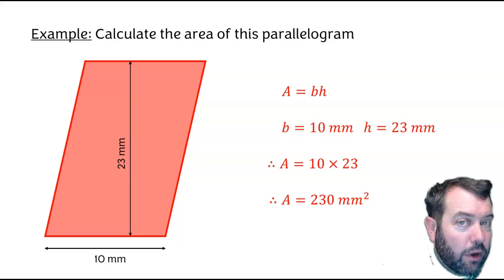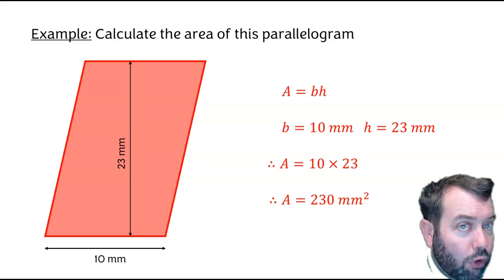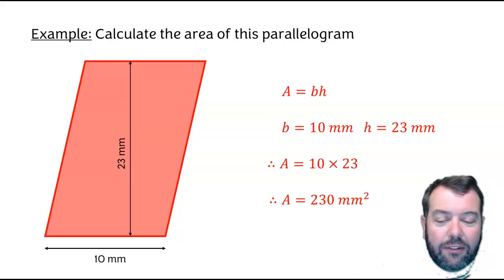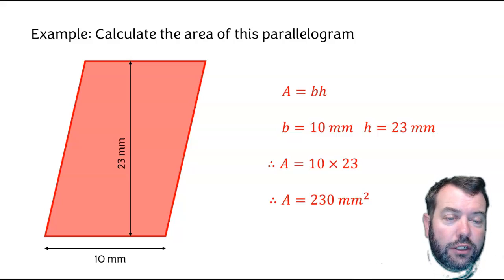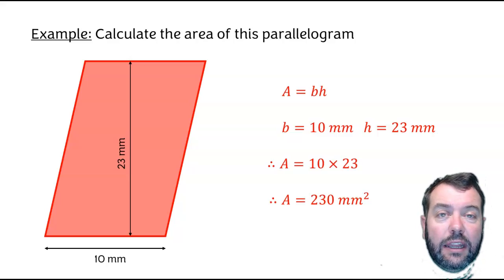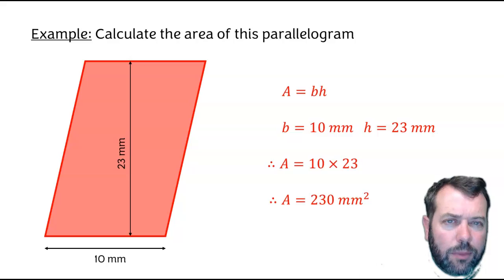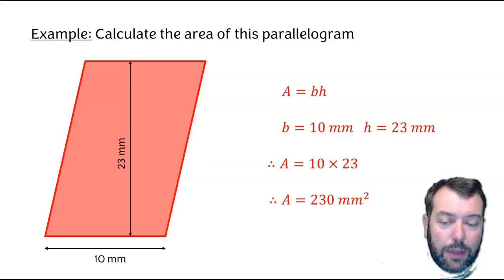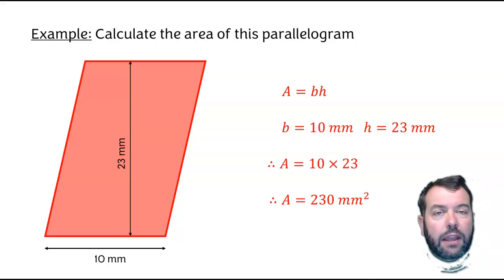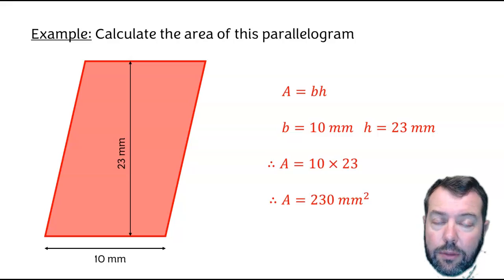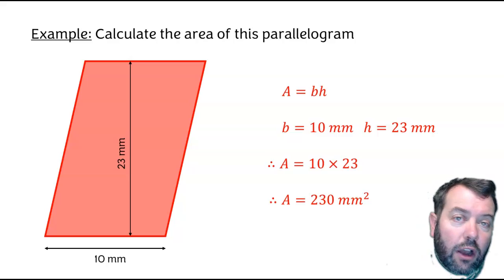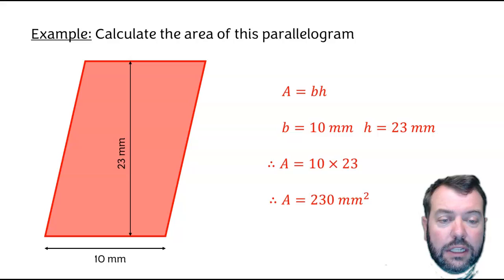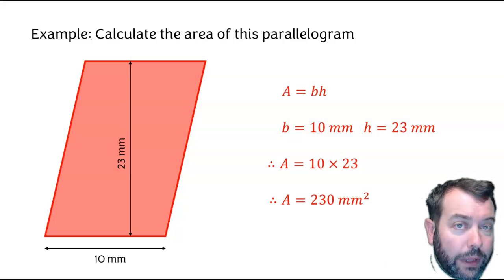Now, in the last video, I made a mistake. I used the wrong units. But this time, being consistent throughout, we used millimeters for our dimensions. And so I have an area in square millimeters. Remember, not millimeters squared, square millimeters. So 230 square millimeters. There we go. Very much like the procedure for the area of a rectangle or a triangle, just using a different formula to begin with.